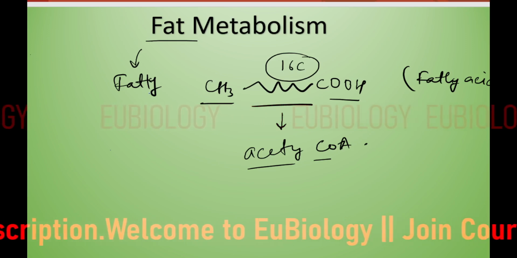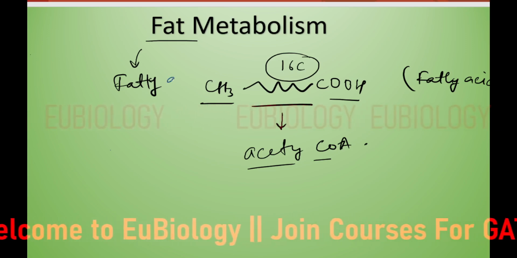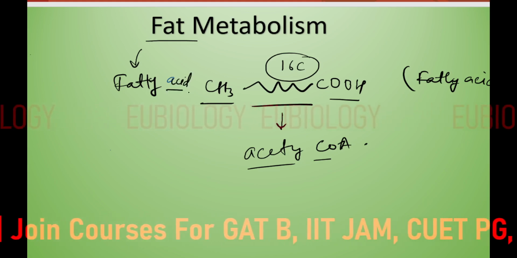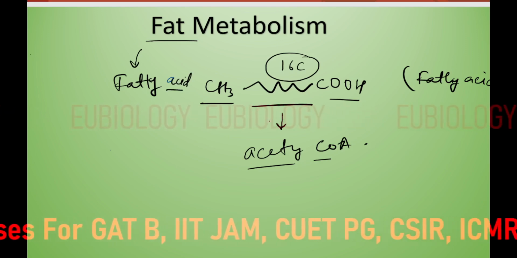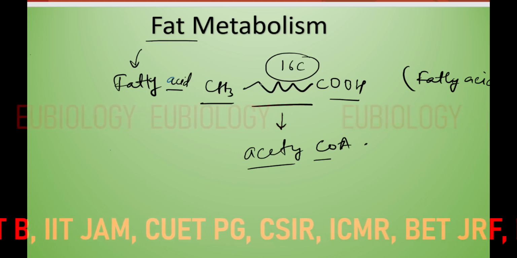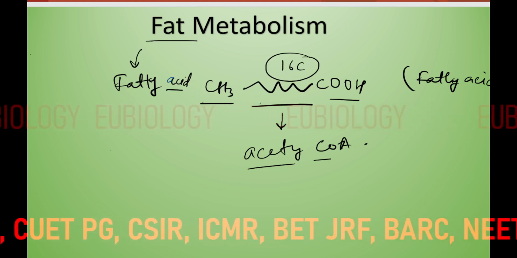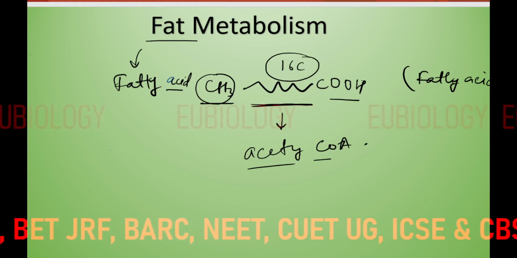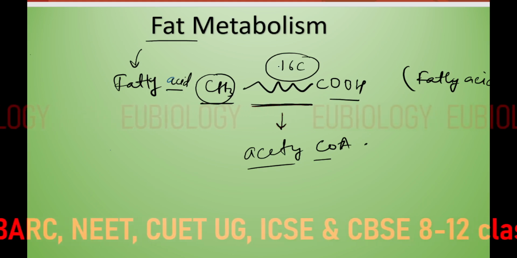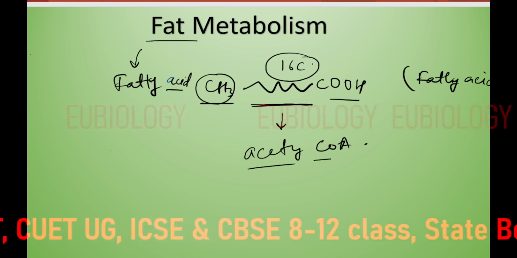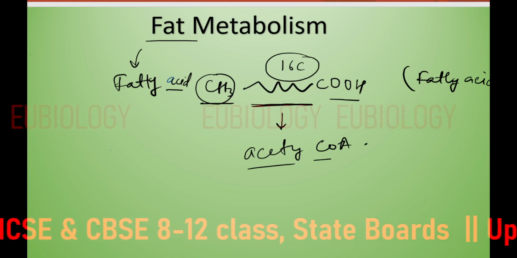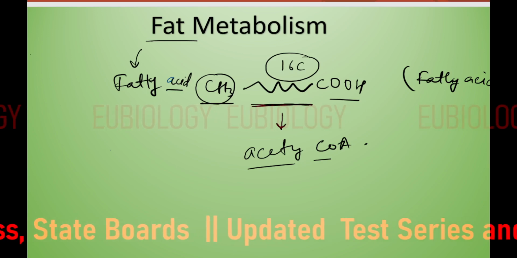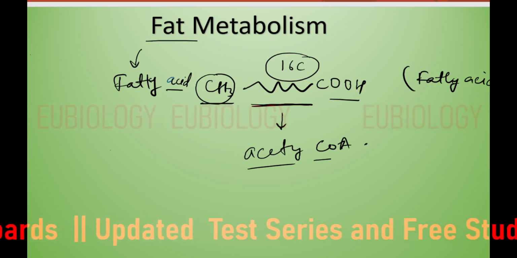So what is a fatty acid? You can see I am writing here fatty acid, what does it mean? A fatty acid is something which will have hydrocarbon chains. These are the hydrocarbon chains you can see here, and on one side it is a methyl group and on the other side it will be the COOH group. So I took a 16 carbon compound, that is palmitic acid, which will be a saturated fatty acid.